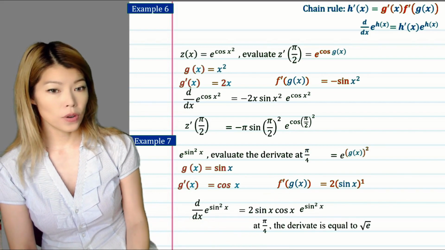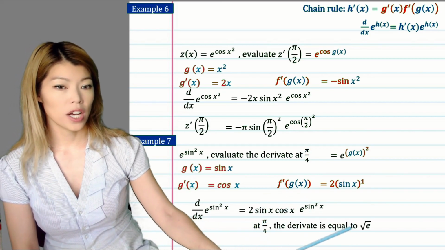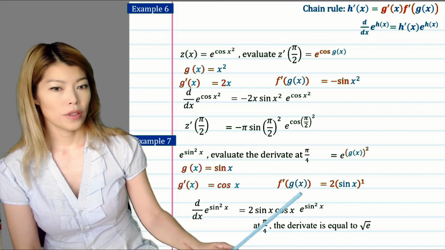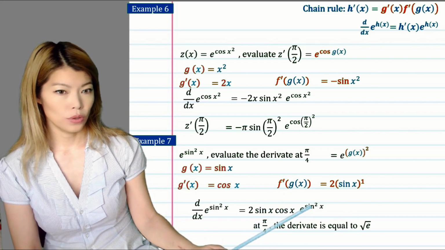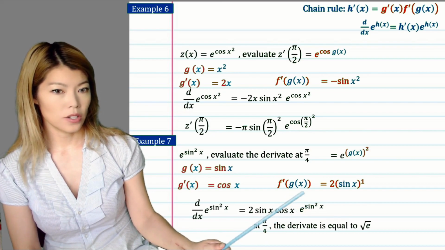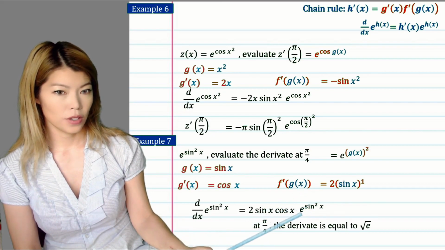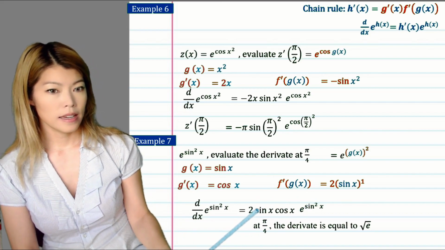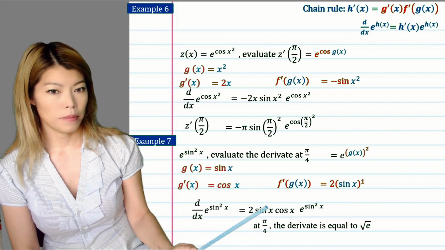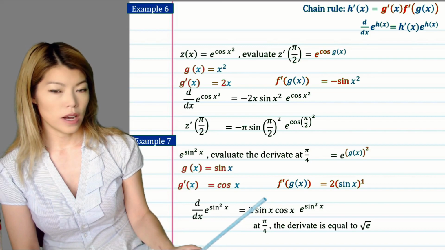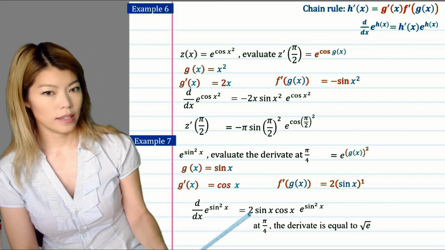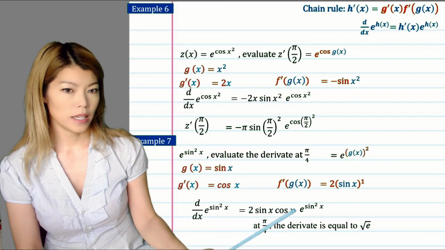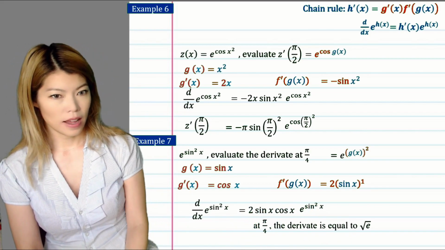And at pi over 4, the derivative is just square root of e, because we know that sine of pi over 4 is 1 over root 2, and squared means just half, so e to the power of half. And we know that the derivative at pi over 4 is 1 over root 2 times 1 over root 2, which is half. Half times 2 is 1. So 1 times e to the power of half, which is root e.